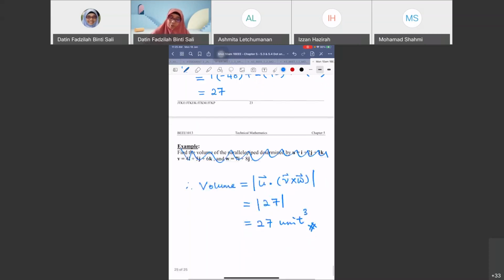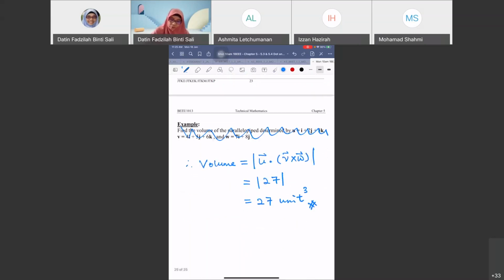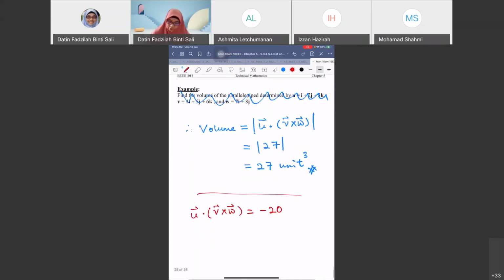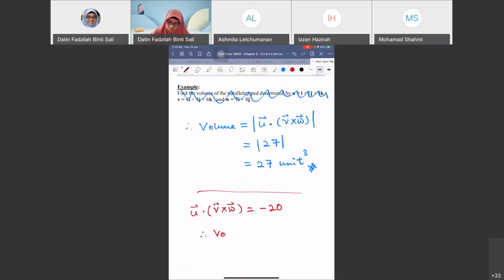So sometimes, as I mentioned, you get negative. When you compute u dot v cross w, you might suddenly get negative 20, for example. Then you can say therefore volume equals the absolute value of negative 20. So straight away it is 20 unit cube.